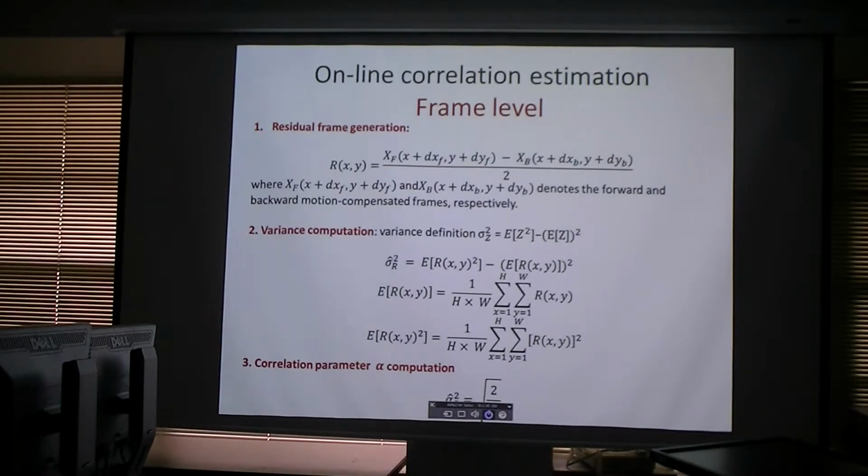For the frame level, since it's an online correlation estimation technique, the original Wyner-Ziv frames are not available at the decoder side. So we cannot calculate the residue frame based on the original frames and side information frames. Now we need to approximate the residue frames. The residue frame is approximated by using the motion compensated forward frame minus the motion compensated backward frame, divided by 2. Then, based on the variance definition equation, we can calculate the variance of this residue frame. Here H and W represent the height and width of each frame.